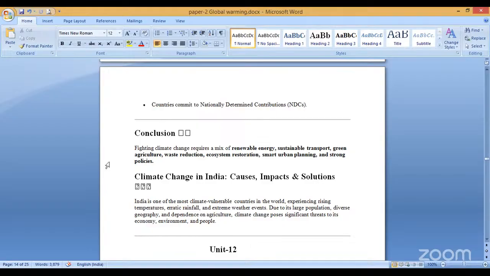Then coming to the conclusion, fighting climate change requires a mix of renewable energy, sustainable transport, green agriculture, waste reduction, ecosystem restoration, smart urban planning, as well as strong policies. These are the conclusions of this first topic.